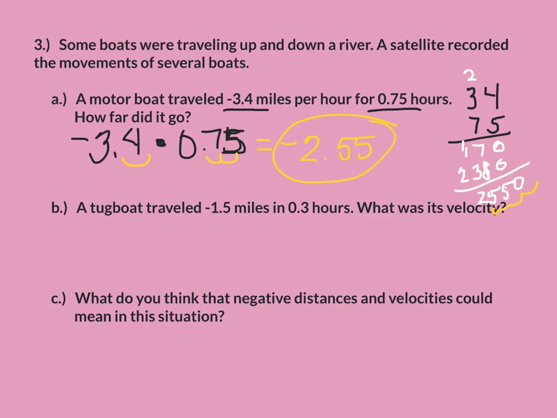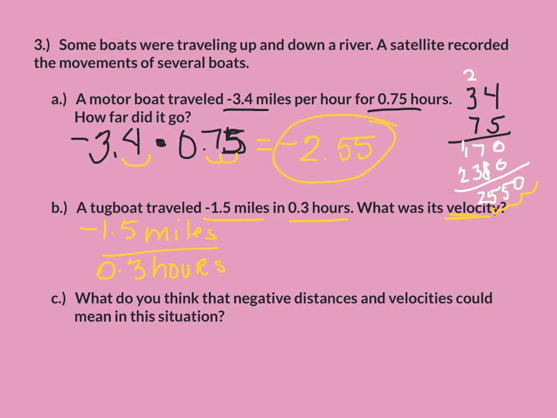Next one, we've got a tugboat that is traveling negative 1.5 miles in 0.3 hours. What is its velocity? Well, that just means miles per hour. So I'm going to put miles per hour, just like we said. So we've got negative 1.5 miles over 0.3 hours. You see how that works?